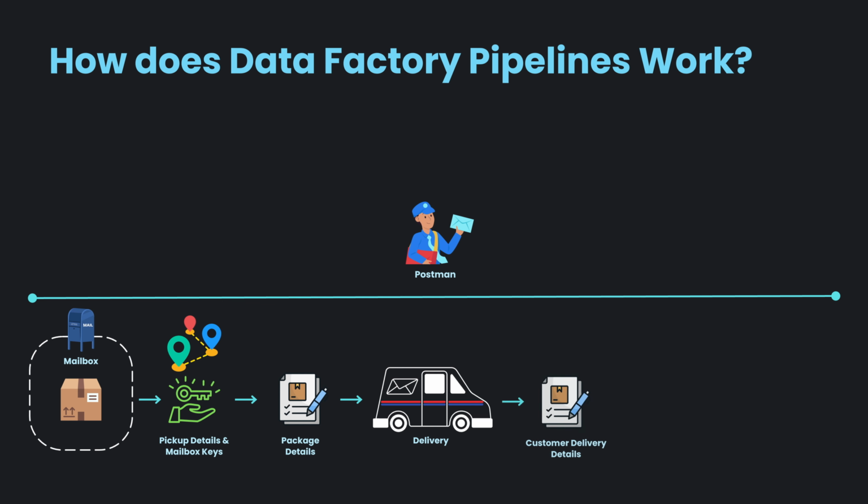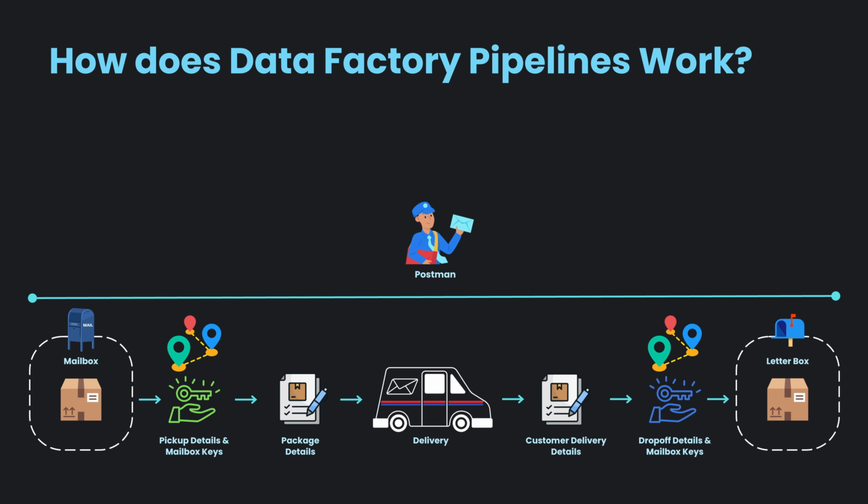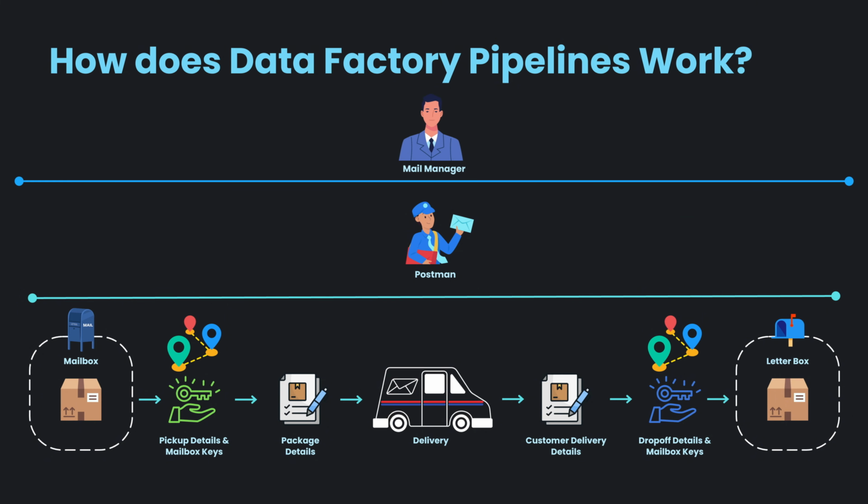Of course, we also need some sort of information about how the customer wants it to be delivered and where the small parcel should be delivered, so we will need the location of the letterbox. Lastly, we will also need the key to the letterbox so that the postman can safely place the mail in the letterbox. Now, as you can imagine, this process is completed by the postman. Normally, a post office would have multiple postmen, so that means there's going to be a mail manager that will be supervising all the postmen out there.